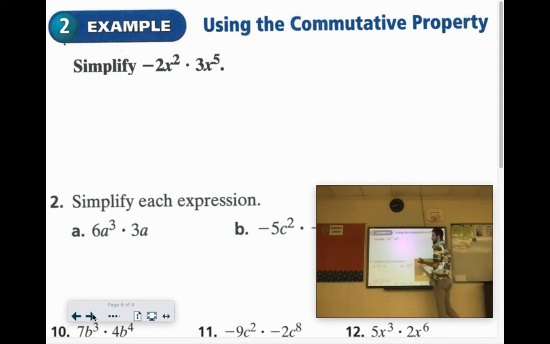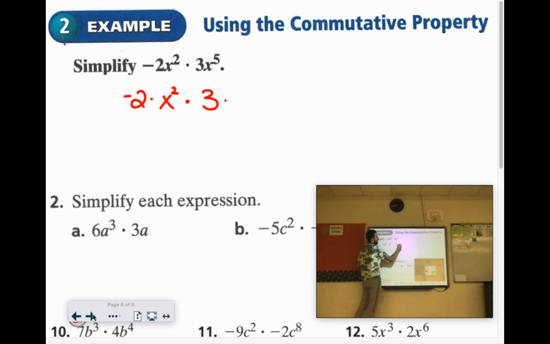Negative 2x squared times 3x to the 5th. And you're like, oh, negative 2 and 3 are not the same base. Let's remember the commutative property, which means it doesn't matter the order that you multiply in. So if we were to stretch this out just slightly, negative 2x squared would be negative 2 times x squared times 3 times x to the 5th.